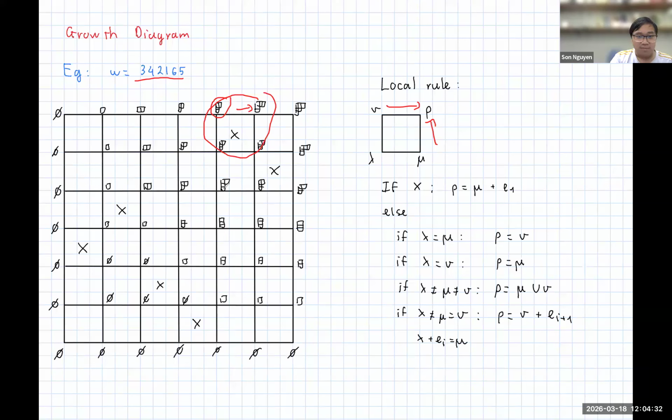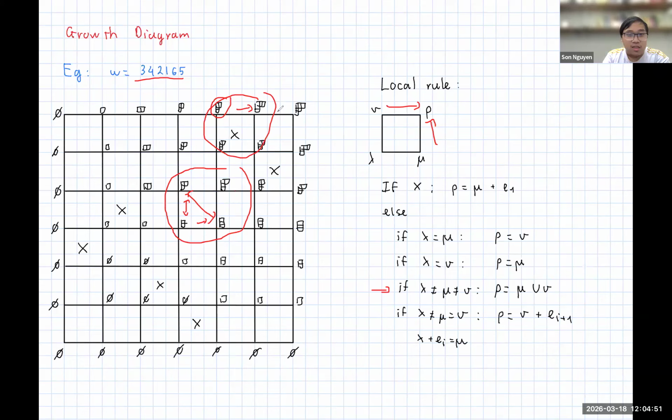Let me find another example. This one, there is no X, so I have to use one of the cases here. These three are all different, so I'm in this case. To get this one, I just take the union of these two. So I get this shape.